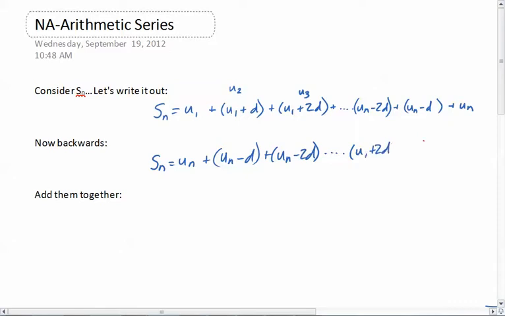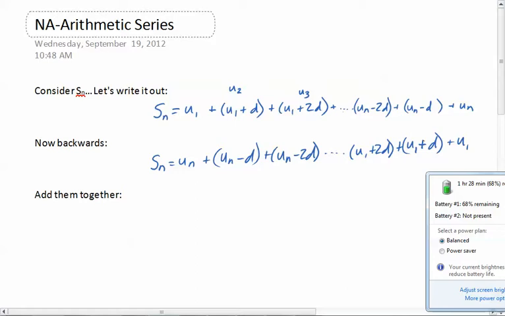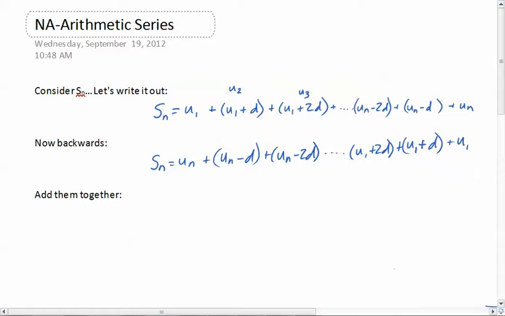So I've got the u1 plus 2d, the u1 plus d, and, sorry, those should all be u1s. So essentially I've just written this whole thing backwards, with all of those missing terms in the middle. Now, hopefully you can see at this point that if I add these together, something very interesting happens.